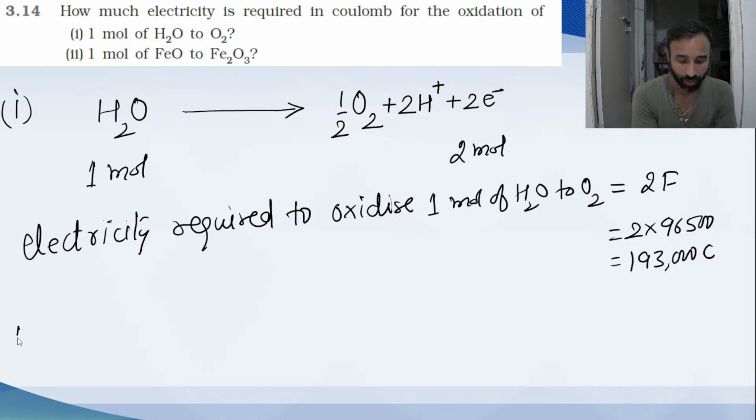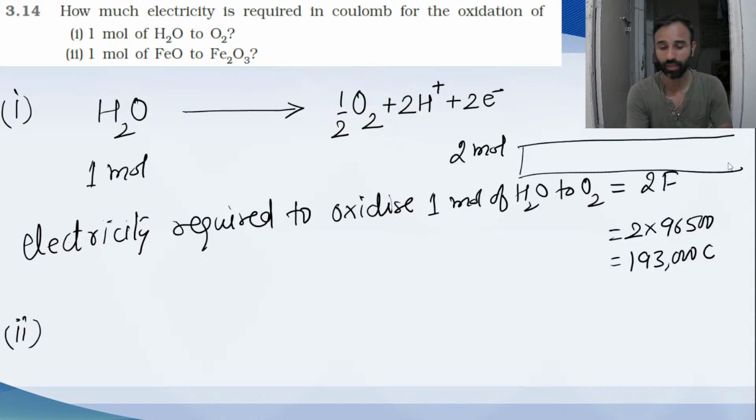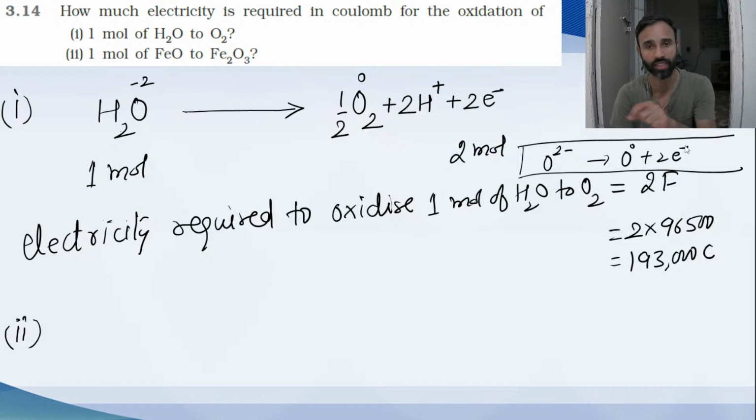Right? Now second part. 1 mole of FeO to Fe2O3. The first question we can do like this also. H2O to O2: O is 2 negative to 0. So how many electrons are used? 2. This is the easiest way to get that we need 2 moles of electrons.